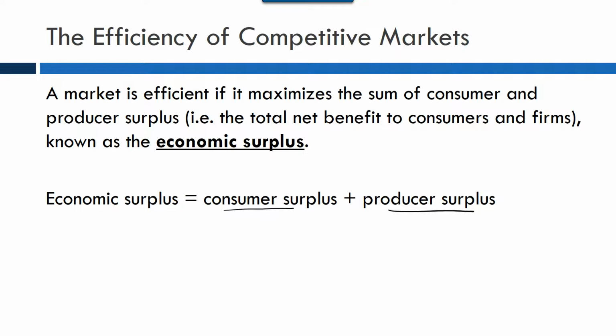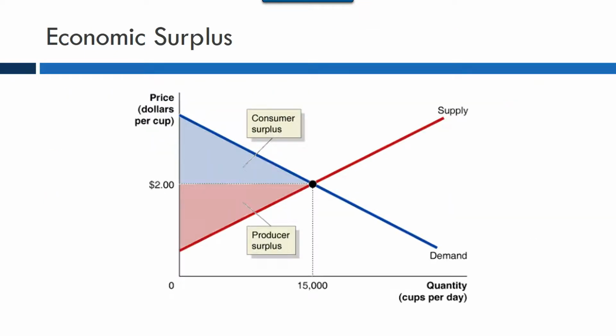So when we look at a graph and we look at an efficient market, it looks like this. This market is at equilibrium at a price of $2, and they're selling 15,000 cups a day. This blue area up here is the consumer surplus, the area between the demand curve and the price.